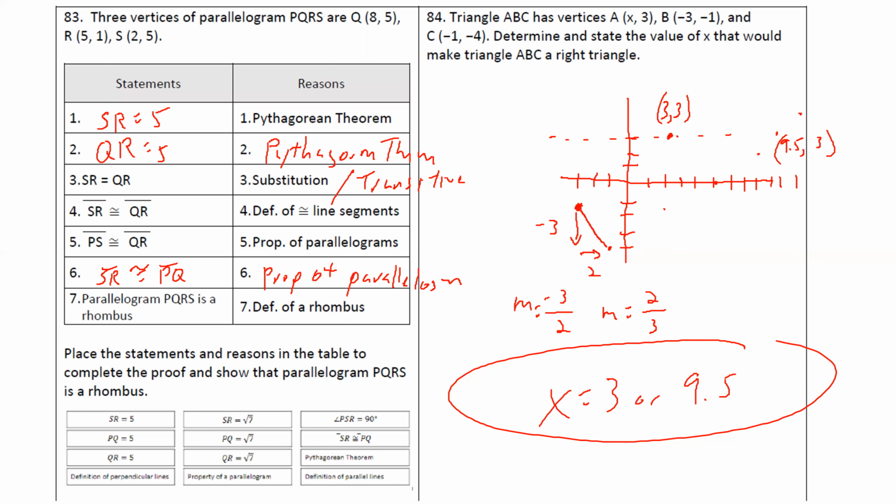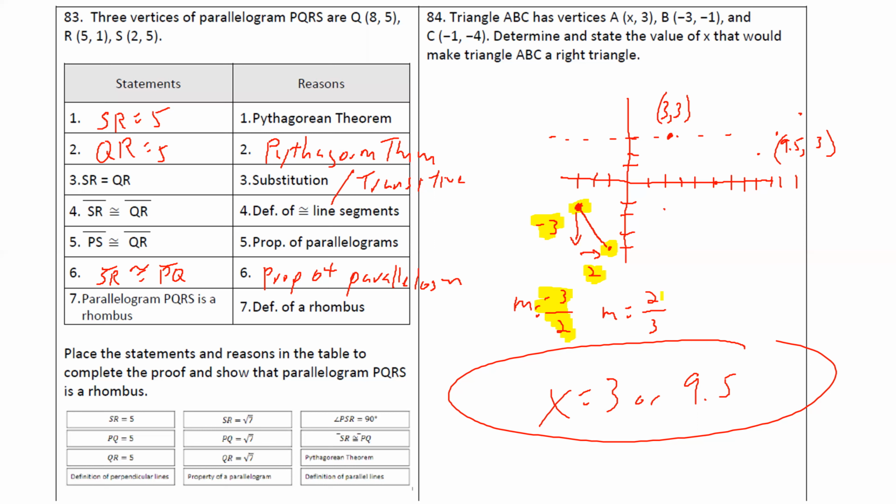Let me use a different color to highlight them. Actually, let me use the highlighter. So I have this point and this point. I graphed them. Great. Then I found the difference in both the x and y so that I could find the slope of that line. So to make a right triangle, I would have to then have a line that was going to be perpendicular to that so that we can have a right angle.